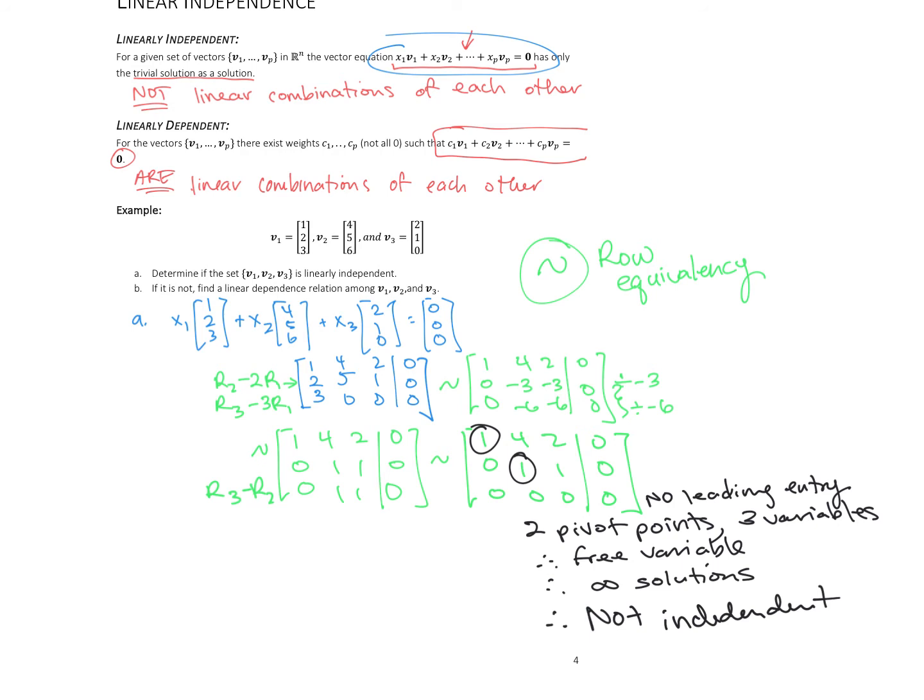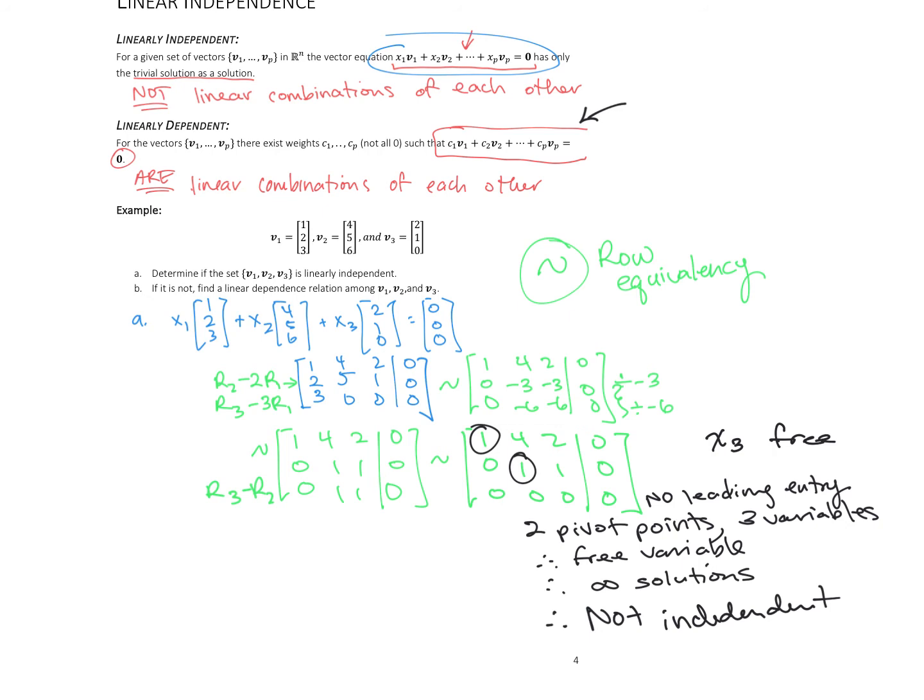So, since we are not independent, we can find a single linear dependence relationship among V1, V2, and V3. So in other words, I want to find some weights, some C1, C2, and C3, so that I can write those equations. Essentially, all I'm going to do is substitute for my free variable. So x3 is my free variable here.